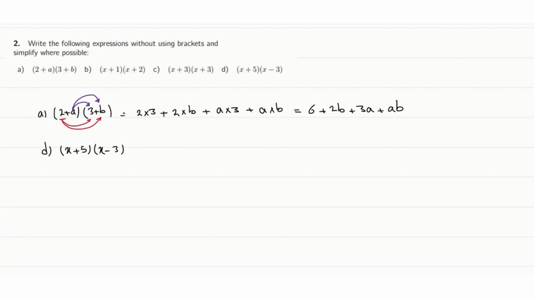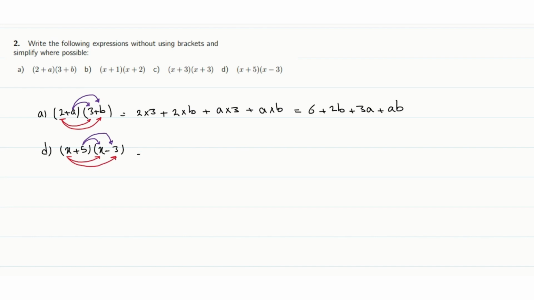So let's look at the first term first. X needs to be multiplied by x, and it needs to be multiplied by minus 3 as well. So we have two terms, which is x and minus 3, and we have two terms in the first bracket, which is x and plus 5. Don't forget the negative sign in here. Now let's look at the second term in the first bracket. We have 5. 5 needs to be multiplied by x as well, and it also needs to be multiplied by the minus or negative 3 in here.